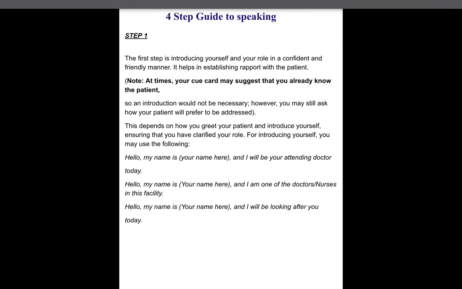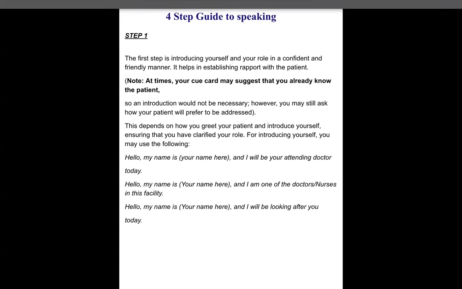Okay, so the first thing is you have to introduce yourself. That's step 1. When you get the role play, when you get the cue card, you're given 3 minutes to prepare. Within these 3 minutes, you have to put all of what's in the cue card into these steps. And this will help you to speak in a proper structure.